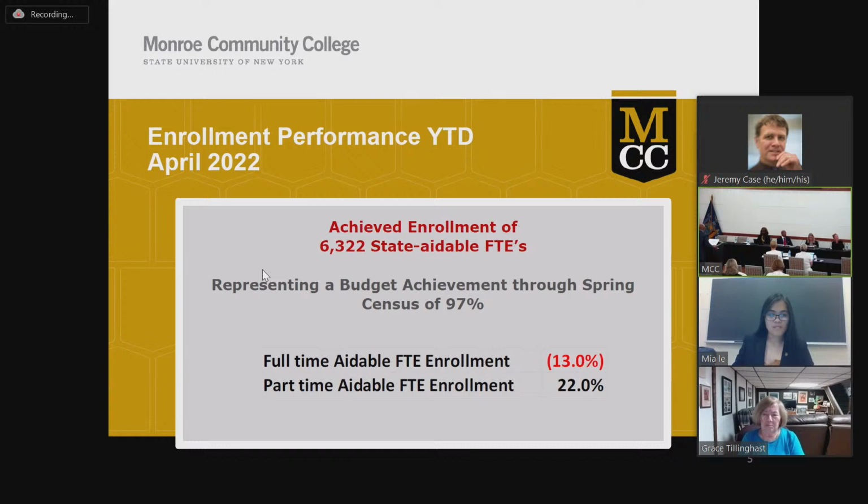Here we're looking at budget achievement through spring census of 97%. The good news is with the part-time, we're looking at an FTE enrollment increase of 22%. I think at the previous Board of Trustees meeting, Darrell talked about how we're really on track to hopefully be able to make budget this year. And so we're actually tracking pretty well this year.